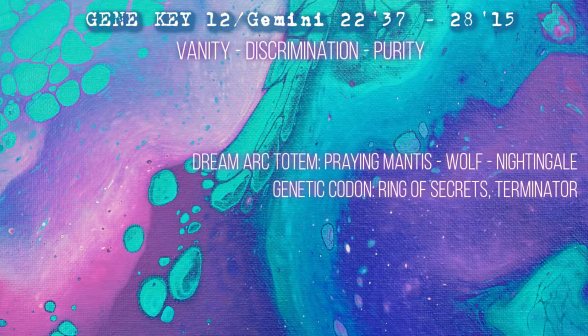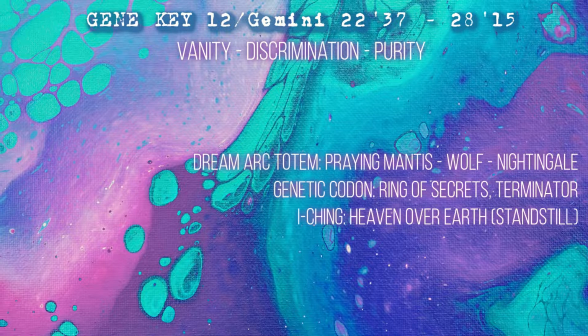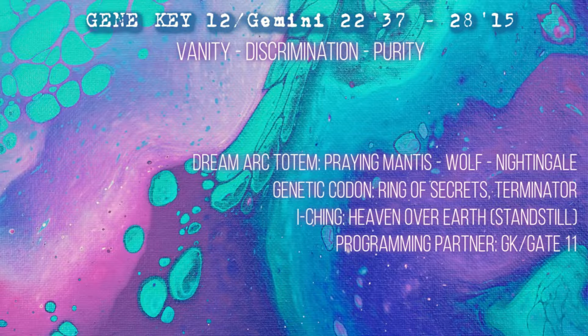In the codon ring, this gene key is in the ring of secrets, and it's associated with the amino acid that is a terminator or stop codon. In the 64 I Ching hexagram, this gene key is heaven over earth, stand still. The programming partner of Gene Key 12 is Gene Key or Gate 11, and that is the Sagittarius archetype. The programming partner offers a balancing complementary opposite point to this particular archetype and all archetypes.